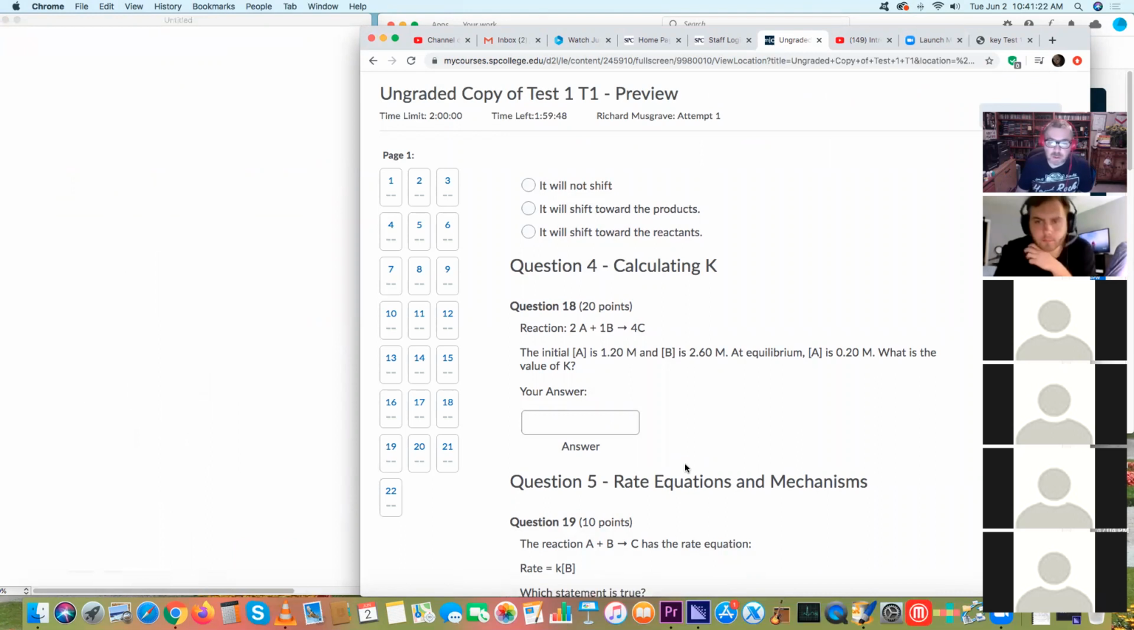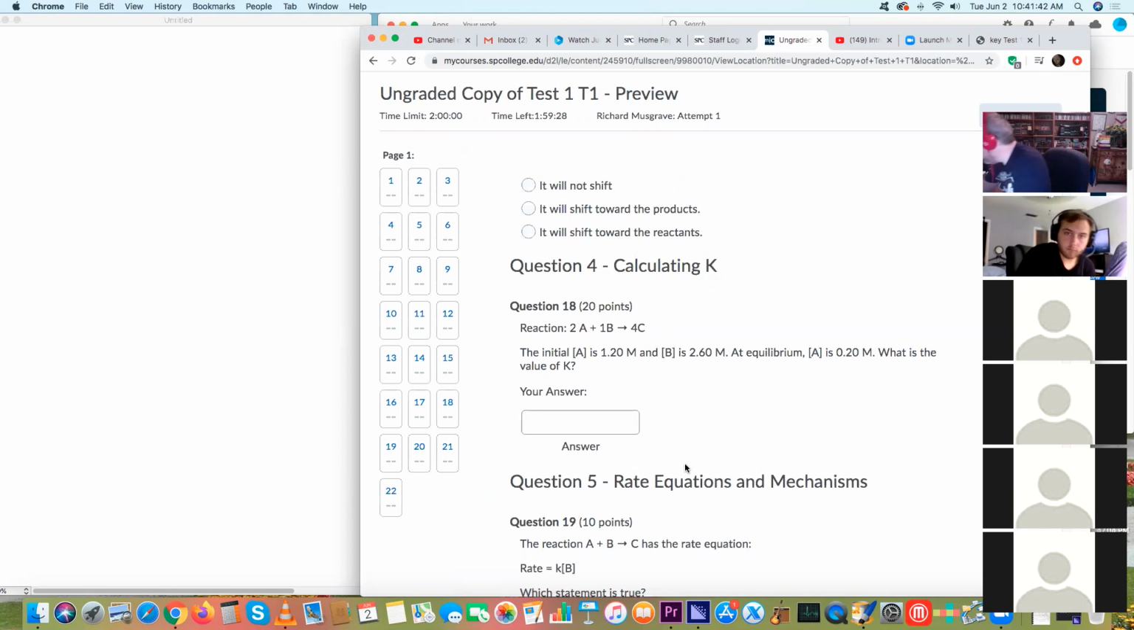Okay, so this one is 2A plus 1B gives 4C. Now, I can't remember this, but I think occasionally you might have possibly sometimes one reactant and two products. So, I mean, it can switch around as well. And you need to be prepared for that too, I think.